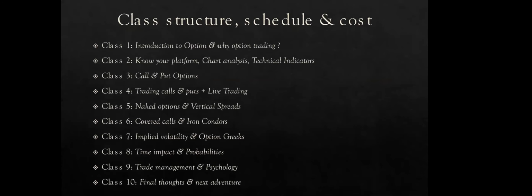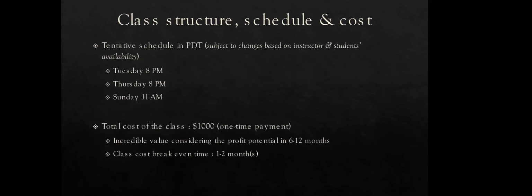First class is introduction to options and why option trading. Class 2 is how to use the platform, how to do the chart analysis, and what technical indicators I use in my option trading. Class 3 is call and put options. From class 4 we'll do live trading with calls and puts. Class 5 is naked options and vertical spreads. Class 6 is covered calls and iron condors. Then the last classes are important: trade environment and psychology, because psychology is very important for any type of stock trading or option trading. And finally, where we can go from there.